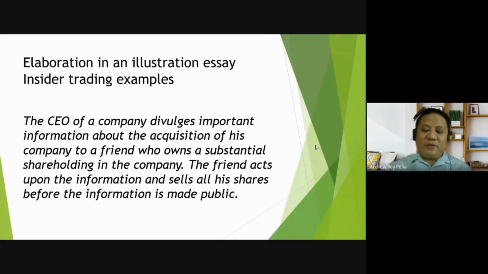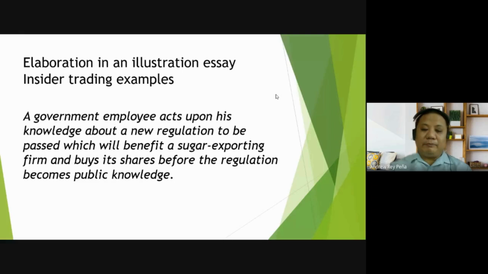The CEO of a company divulges important information about the acquisition of his company to a friend who holds a substantial shareholding in the company. The friend acts upon the information and sells all his shares before the information is made public. That's one example of insider trading. Here's another example. A government employee acts upon his knowledge about a new regulation to be passed which will benefit a sugar exporting firm and buys its shares before the regulation becomes public knowledge.